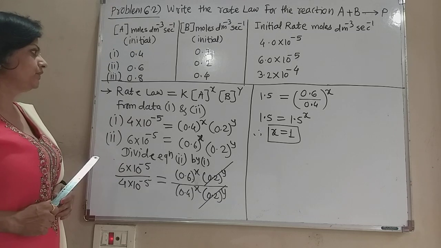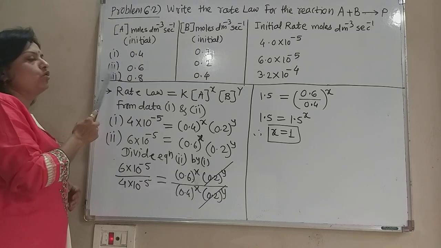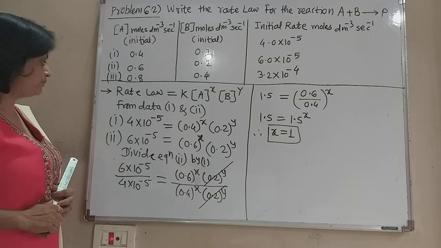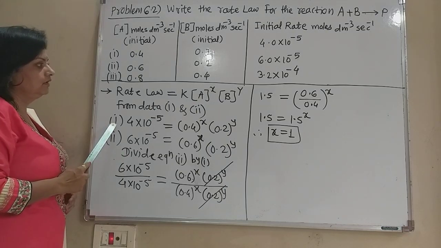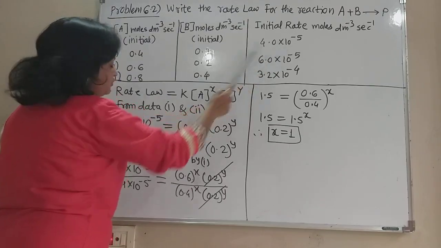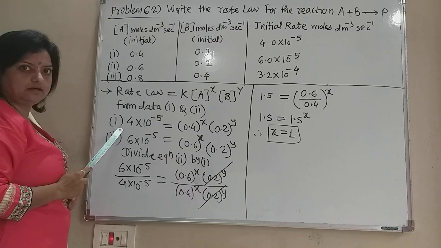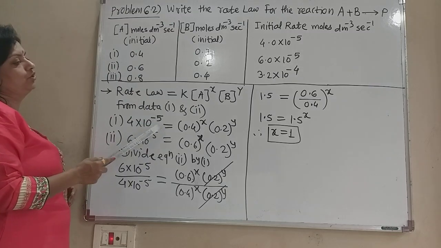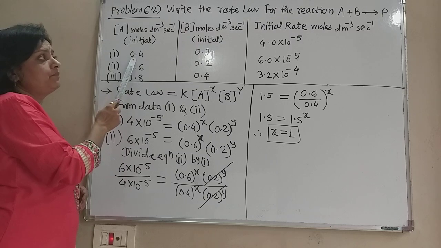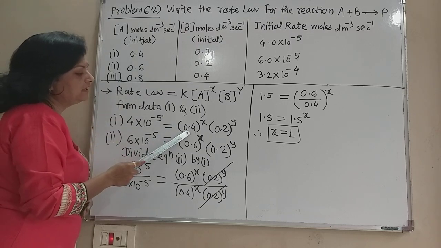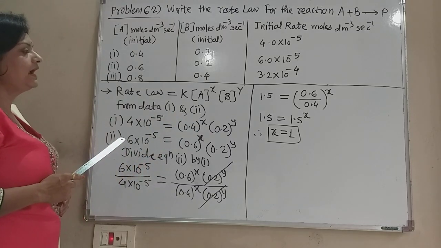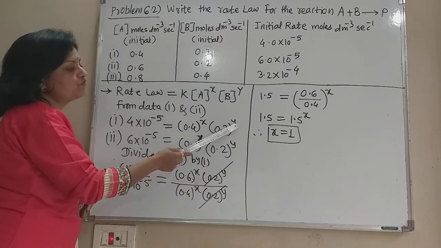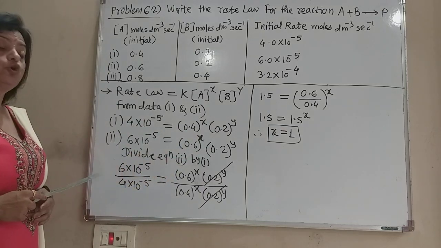Let us first use these two initial concentrations, 1 and 2, to find x or y first. Here the rate is 4.0 × 10^-5. So in the first equation of the rate law, the rate 4 × 10^-5 is equal to, what is the concentration of A in the first data? 0.4. So I write 0.4^x. And the concentration of B in the first data is 0.2, so 0.2^y. This becomes our first rate law equation.